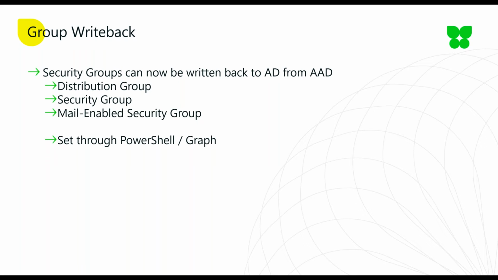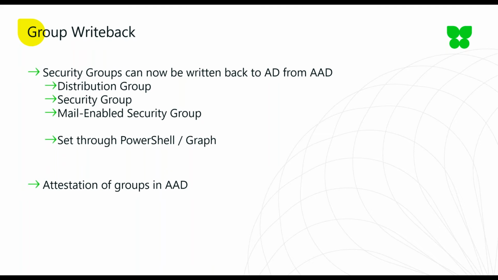Now we can set this, what type of group it is, through PowerShell or through the Graph API. But because we're doing that, what it allows us to do is attest the membership of groups inside Azure Active Directory based on the identity governance and the controls that we have in Azure, and have that written back to Active Directory.